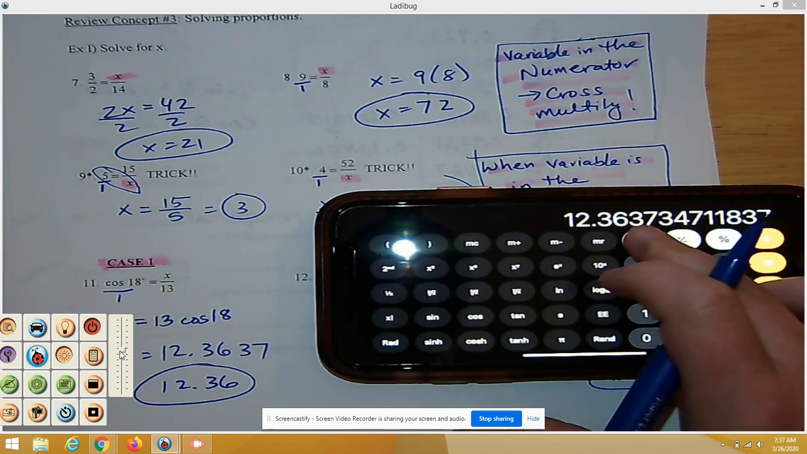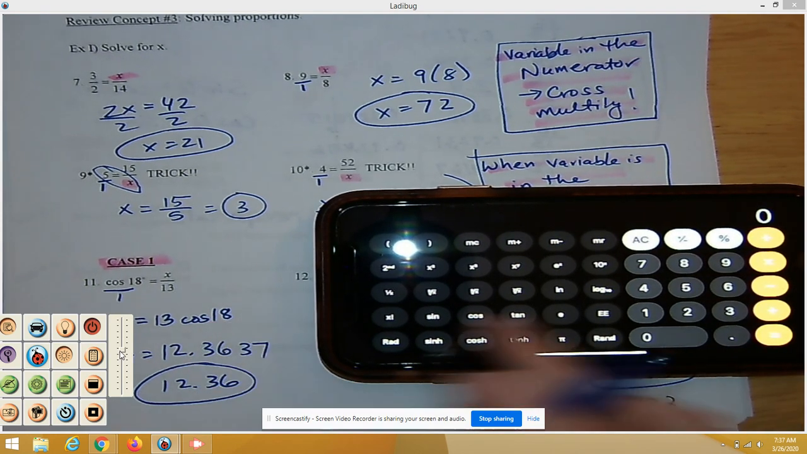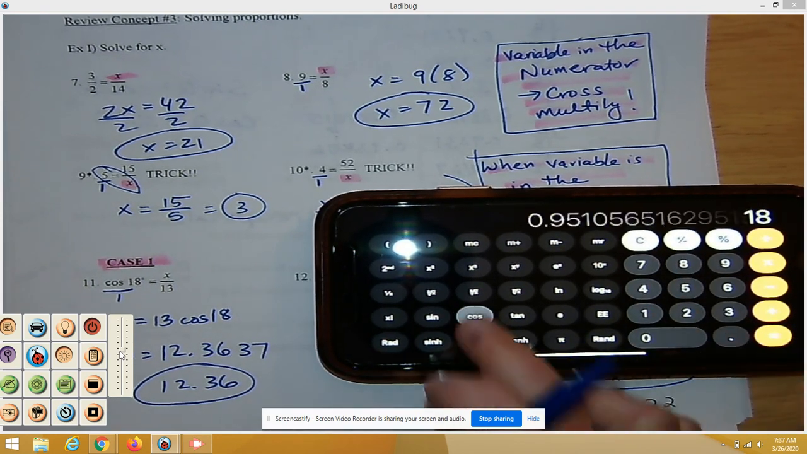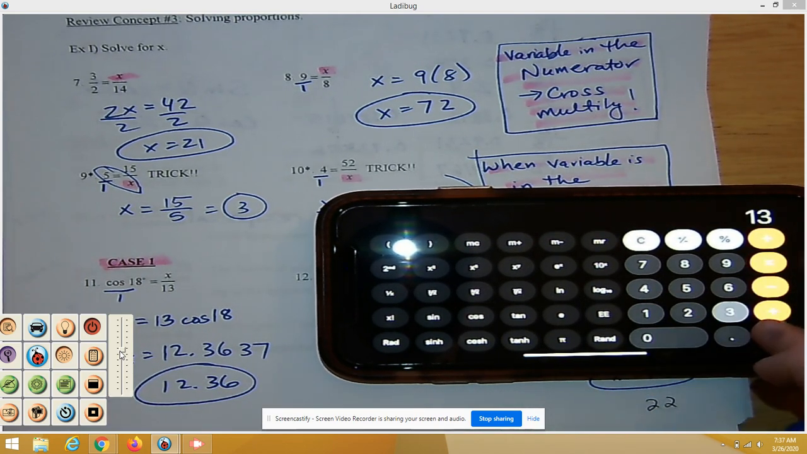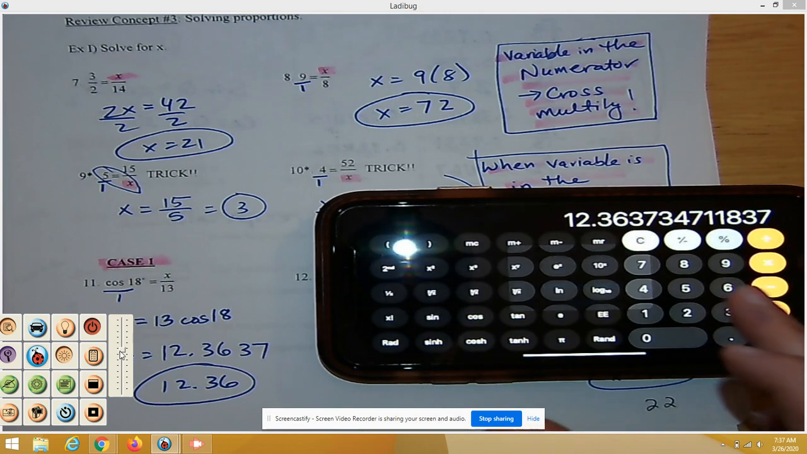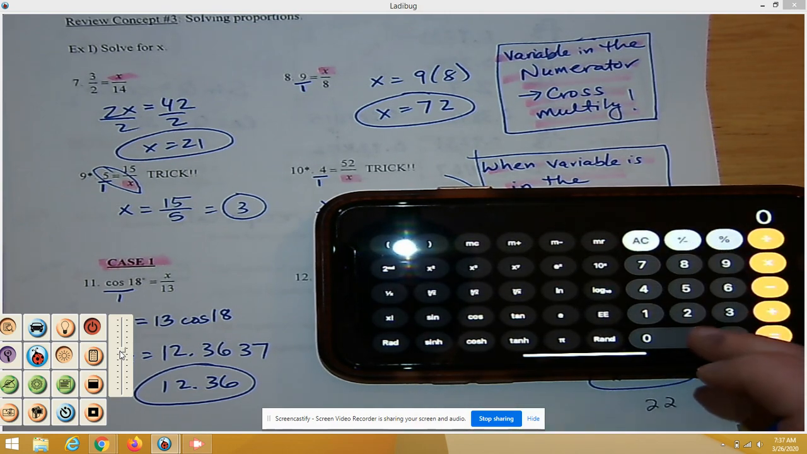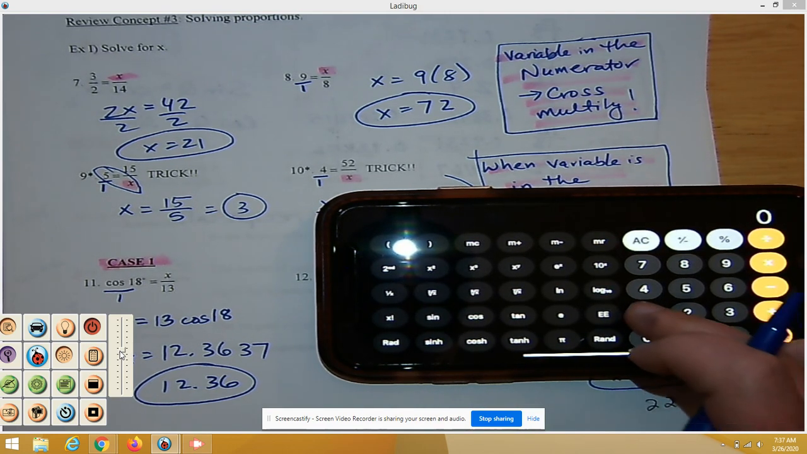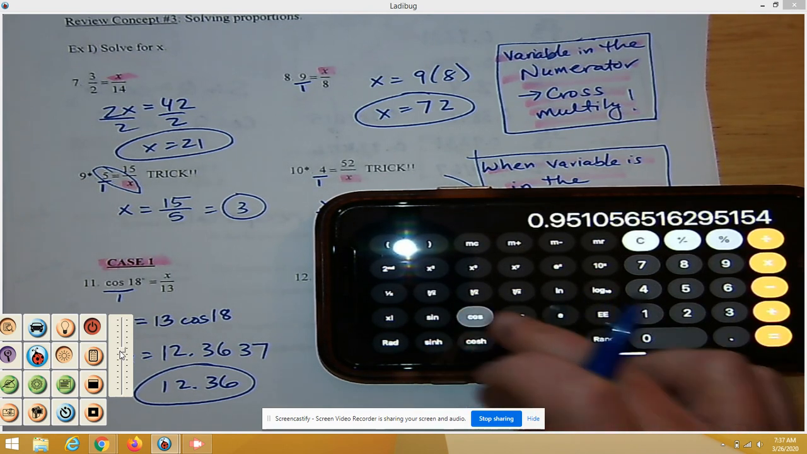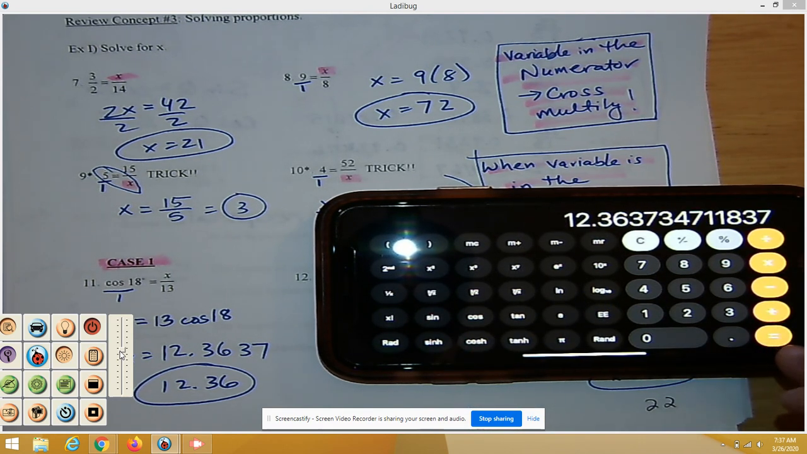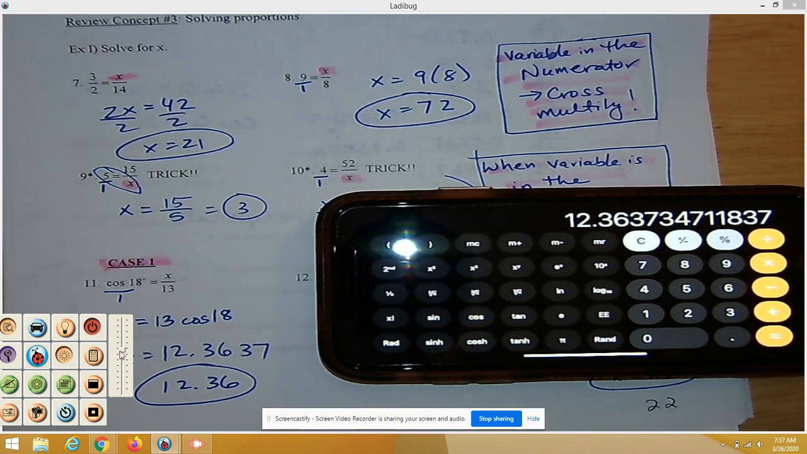All right, so did you see what I did there? I did the 18 cosine to get that part first, and then I did times 13. That's probably the easier way to do it. It should have worked the other way as well. And it did that time. I don't know why it didn't the first time. Maybe I typed something funny. So it should work either way.